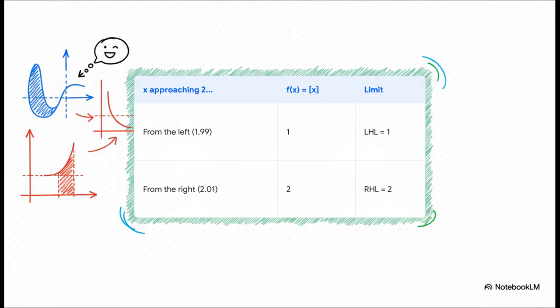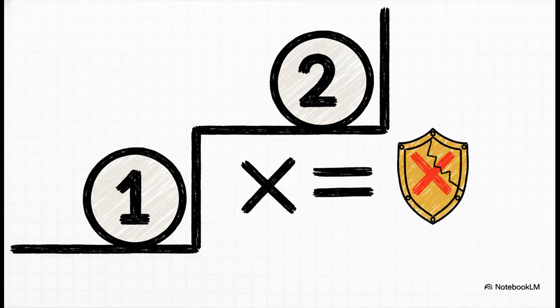But if we approach 2 from the right side with numbers like 2.1 or 2.01, the greatest integer is 2. So our right-hand limit is 2. And there we have it. The left-hand limit is 1, and the right-hand limit is 2. Are they equal? No way! Our golden rules have failed the test. And this means the function is discontinuous at x equals 2. In fact, this happens at every single integer.